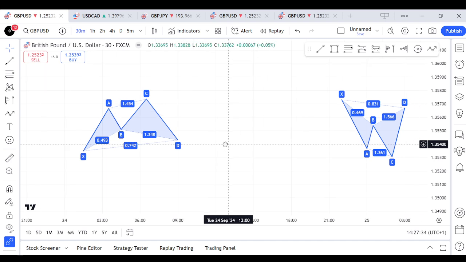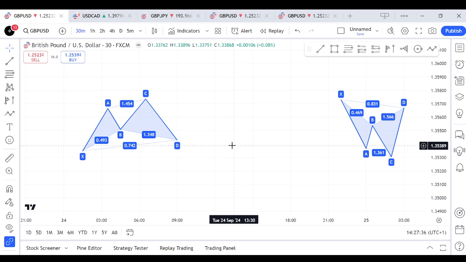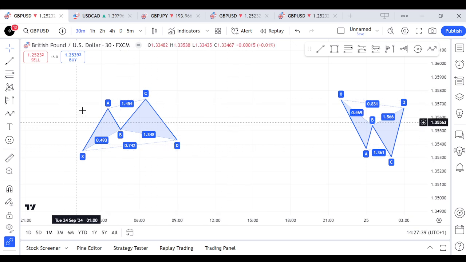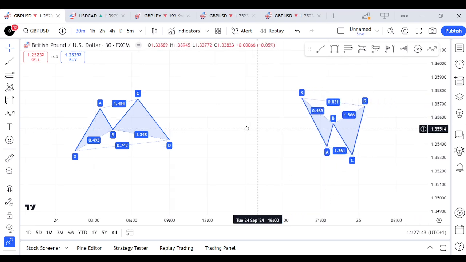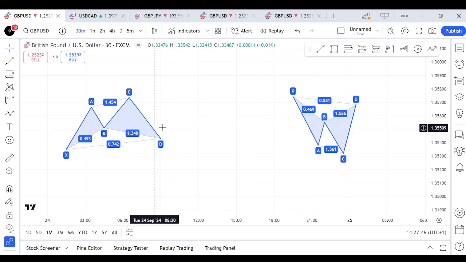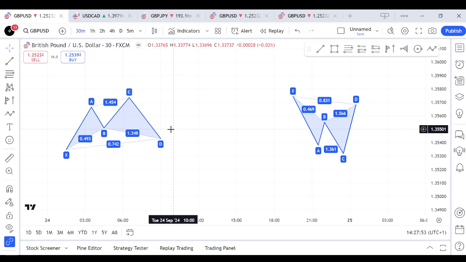So you encounter two variations of this pattern. We have the bullish and the bearish Cypher pattern. This is the bullish Cypher pattern and this is the bearish Cypher pattern. So the bullish Cypher pattern forms at the bottom of bearish trends or during uptrends, and it signals potential upward reversals, while the bearish Cypher appears in downtrends or at the top of uptrends and indicates possible downward reversals. So understanding these variations gives you a clear advantage in identifying potential market turning points.